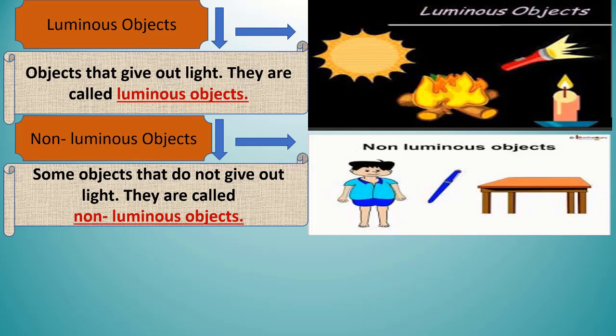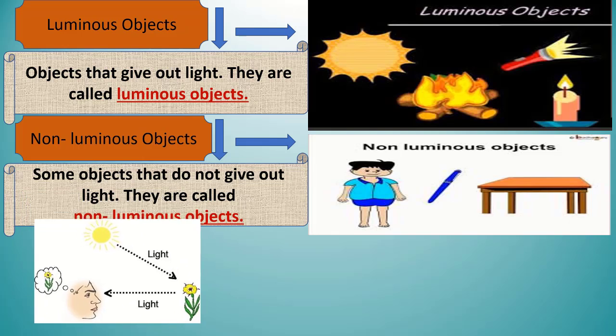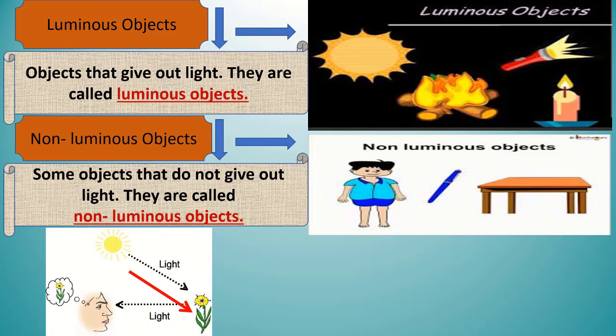And students, we have learned in the previous lesson how we can see the objects. So students, we can see things or objects only when there is light. So when light falls on an object, it bounces back. When this light reaches our eyes, we can see the things. So students, we see an object when light from it reaches our eyes.